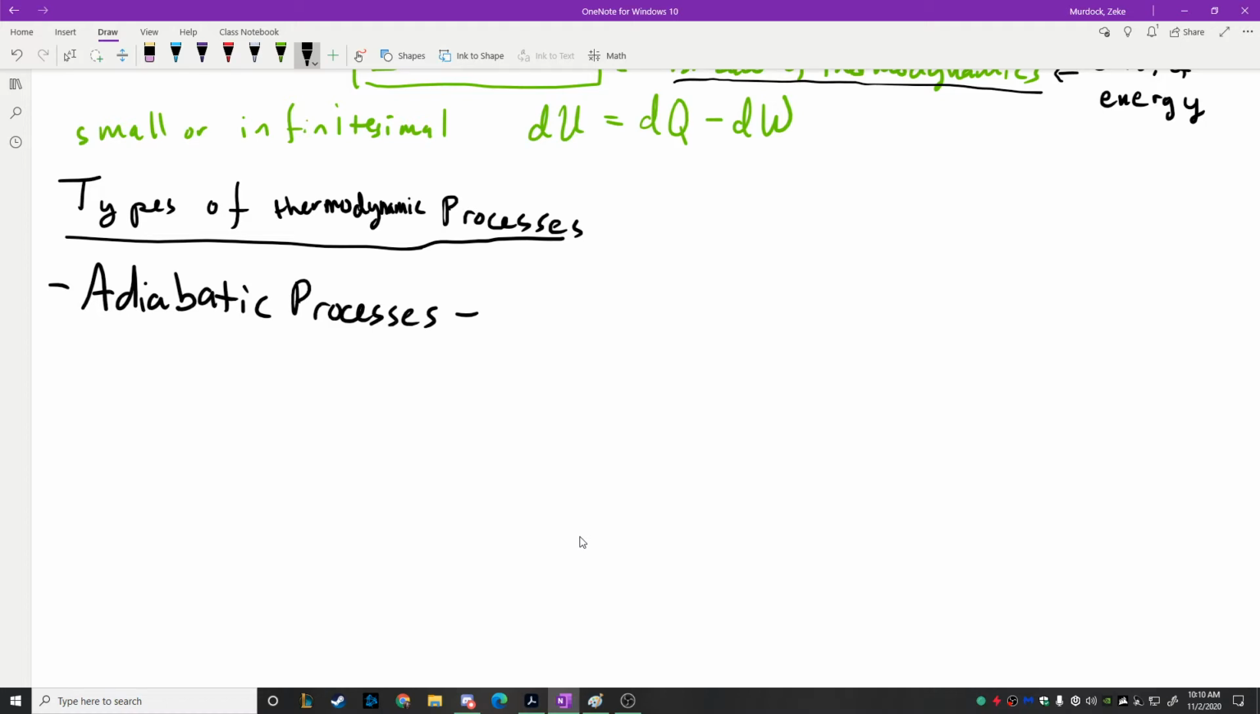Yep, no heat exchange, exactly. So for this one, we're going to say Q is equal to 0, or dQ is equal to 0, either way. An adiabatic process is one in which there's no heat transfer in or out of the system.